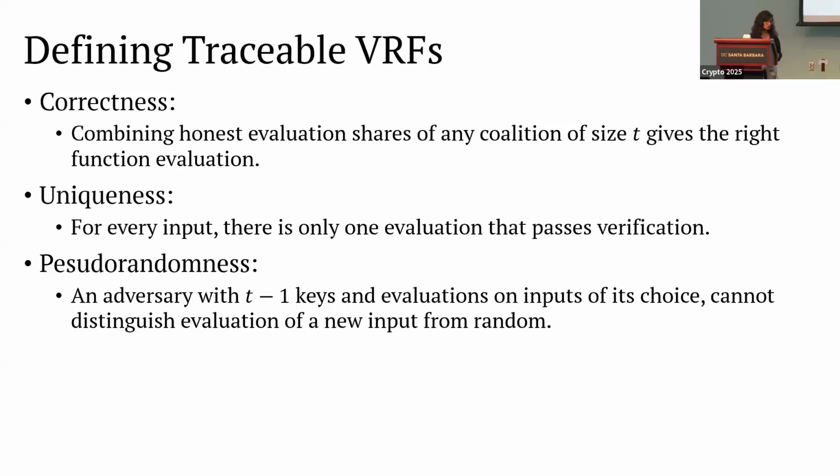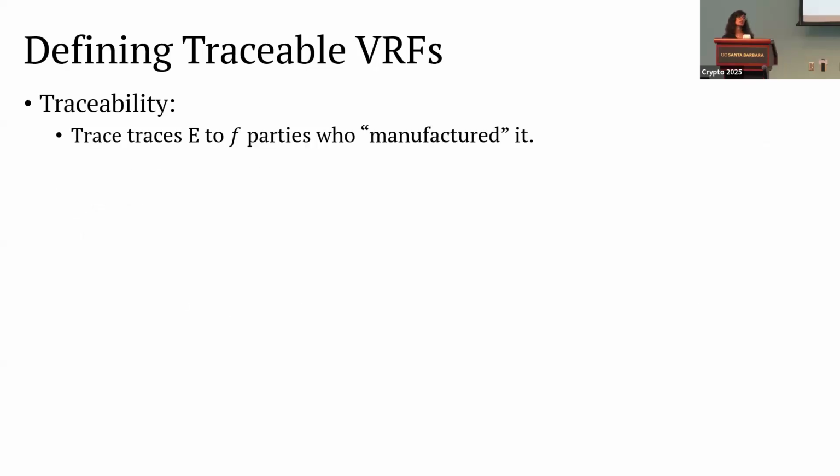So with this syntax, let's now see what security properties we would want from such a primitive. So first, we have the 3 usual properties of a threshold VRF. Specifically, we have correctness, uniqueness, and pseudorandomness. So these are the usual notions, so I won't be talking much about these. But now the new security notion that we introduce is traceability. So at a very, very high level, this means that the trace algorithm should be able to trace this evaluation box to the F parties which manufactured it.